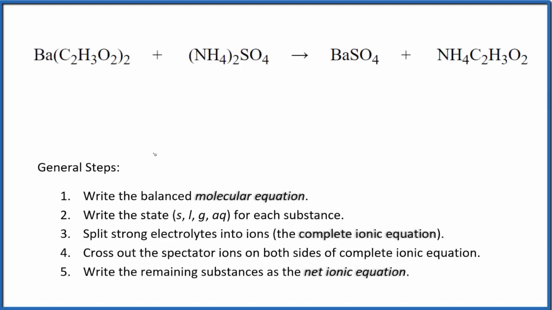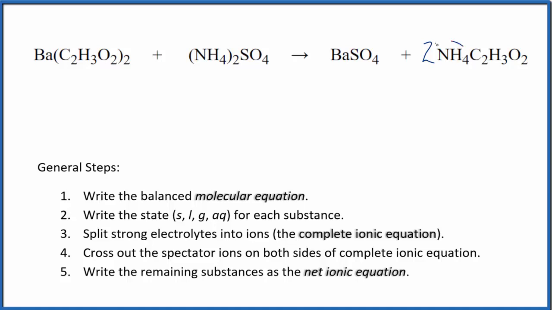Let's balance the net ionic equation for barium acetate plus ammonium sulfate. So the first thing we do with net ionic equations, we balance the molecular equation. I have acetate here, two of them, and just one acetate ion over here. So let's put a 2 in front of the ammonium acetate.